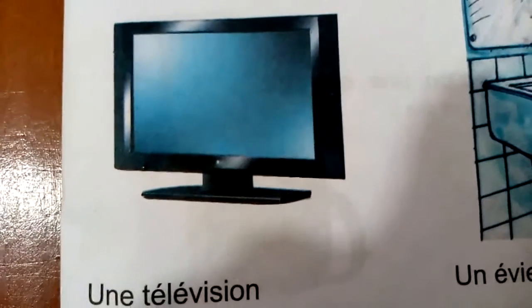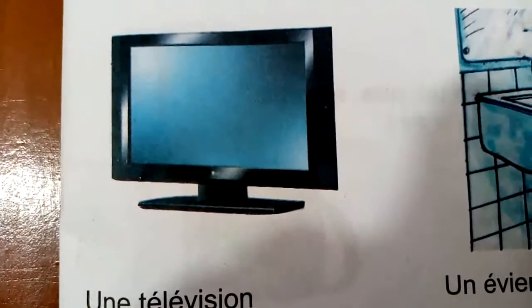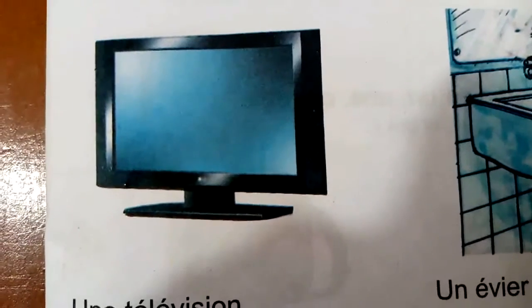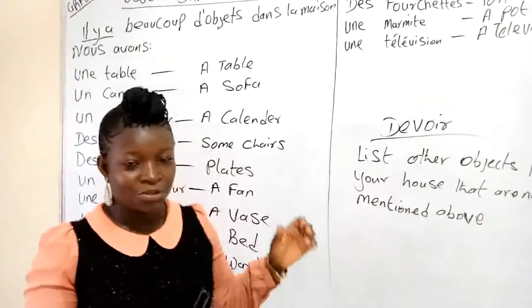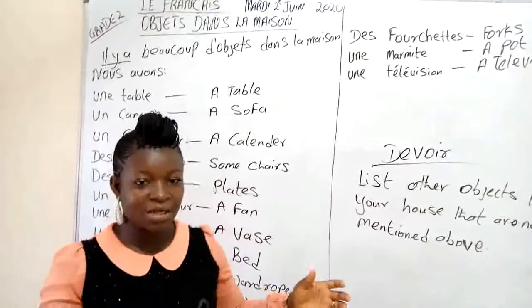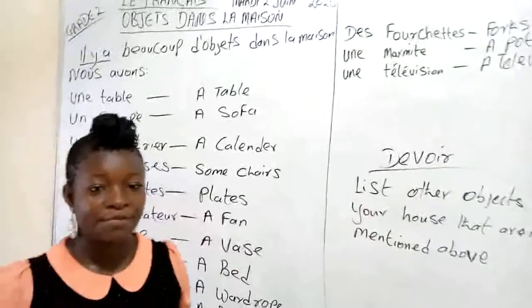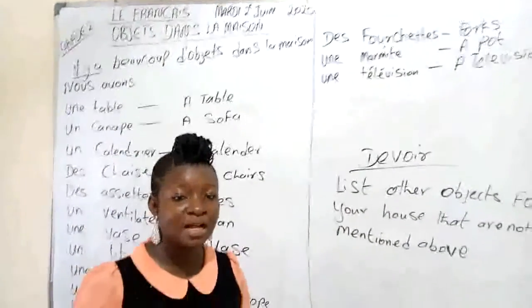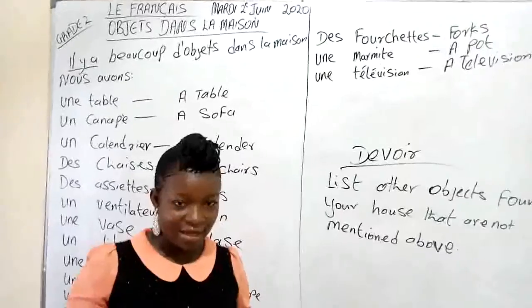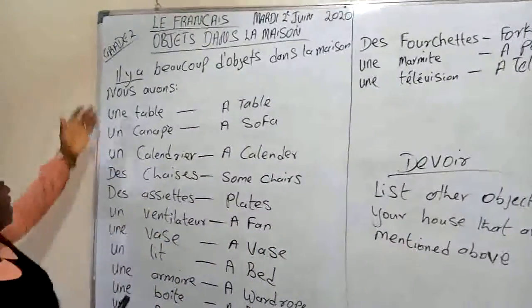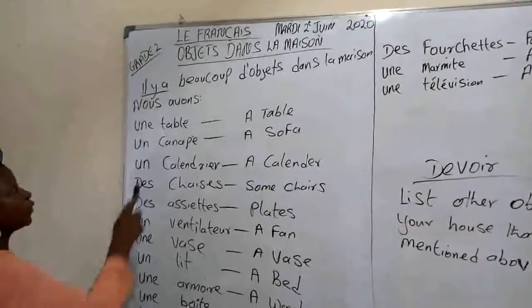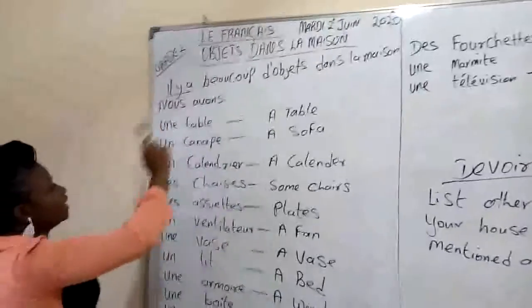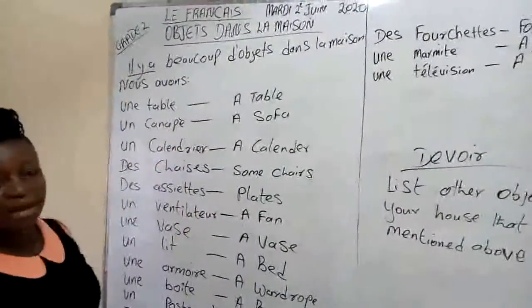So we have also seen the pictures of all these objects that we have mentioned here on the board. Alright, so having seen all this, we are now going back to the board to see all the objects we have in the house or that can be found in the house, and then we now look at the devoir for today's lesson. Alright, like I said, il y a beaucoup d'objets dans la maison.